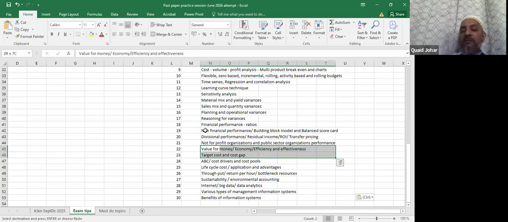Then target cost and cost gaps, ये स्पेशलिस्ट कॉस्ट अकाउंटिंग टेक्निक्स में आ गया. Do ABC, cost drivers and cost pools. Life cycle costing is important, its application and advantages. Then throughput, calculating throughput, return per hour, bottleneck resources, these are important. Sustainability, environment accounting, internet's use, big data, data analytics, various types of management information systems and benefits of information systems.